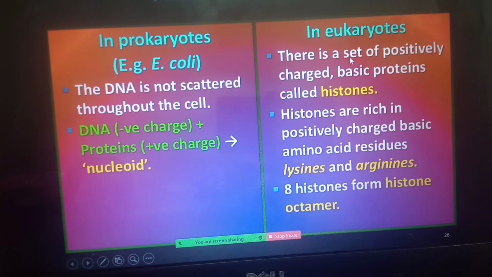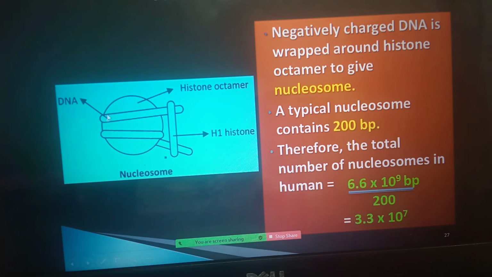Now in the case of eukaryotes, there is a positively charged basic protein called histone. Histones are rich in the basic amino acid residues lysine and arginine. I told you histones are of 5 types, and they get paired: H2A, H2B, H3, H4. They form 8 histones, that is the histone octamer. You can see this histone octamer, and H1 is a linker which helps to link another nucleosome. So the histone octamer with the DNA is said to be a nucleosome. Negatively charged DNA is wrapped around the histone octamer to give a nucleosome.